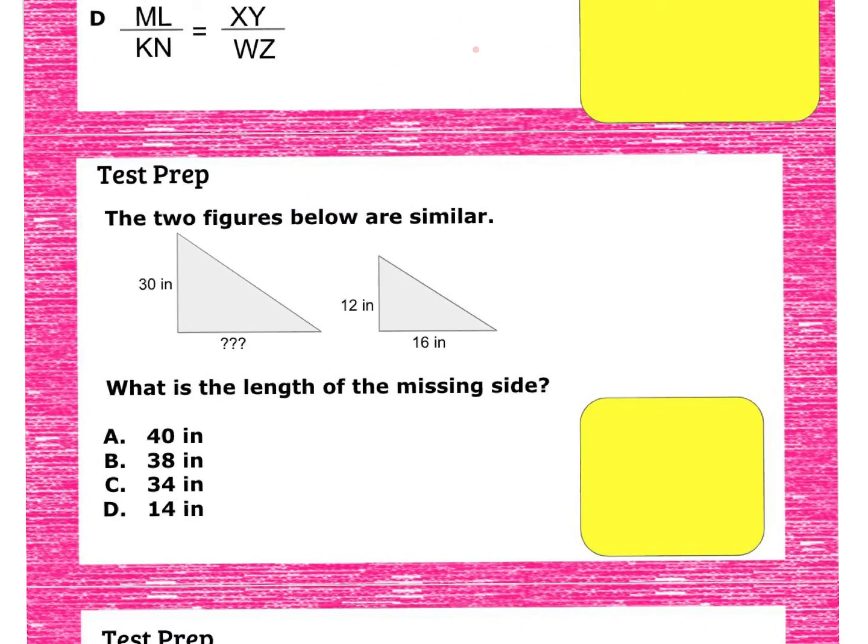All right, this one is easy. I think you can figure it out. Find the length of the missing side. Make sure you set up your proportion and solve it.